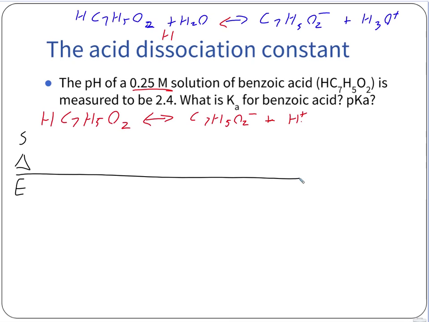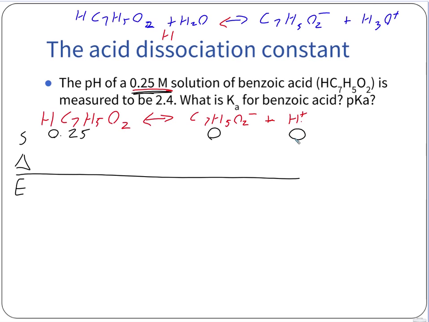So let's take a look. What do we start with? Do we know the starting concentration of anything? Yes, because we know that it starts off at a concentration of 0.25 for the benzoic acid. So I'll say 0.25 for this. Whenever you start it off by putting it in here, you don't have any of the ions. They haven't broken up yet, so we have concentrations of 0 for these two right there.